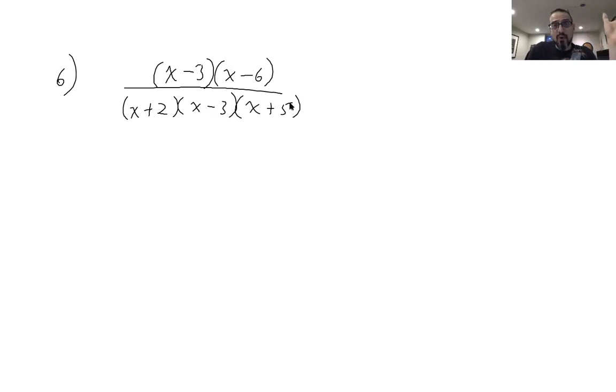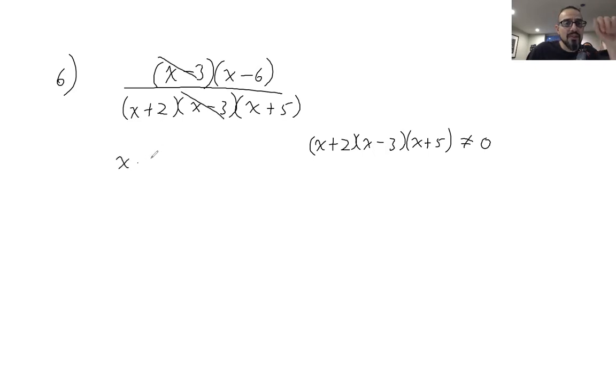For now, though, if you say x plus 2, x minus 3, x plus 5, and once again, the main reason I'm doing this expression is to show you that it doesn't matter that these cancel. Like this simplified expression, yes, these will cancel, and I'll have x minus 6 over x plus 2 times x plus 5. Okay, yeah, it cancels to that.